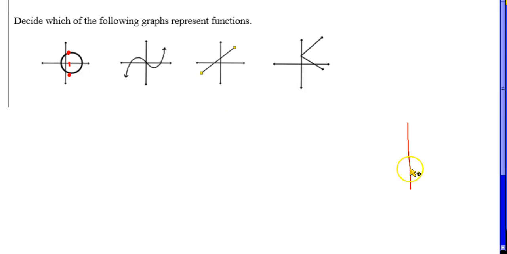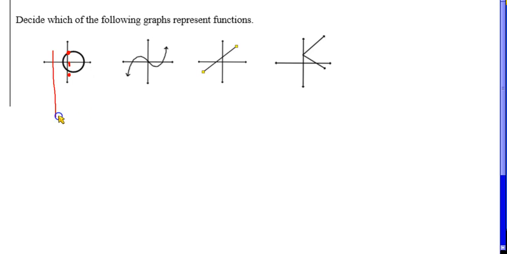So in order to pass the vertical line test, when I take a vertical line and cruise it across the graph, it better never touch it in more than one spot. And as I go across this, it's always touching it in 2 spots. So we would say, nope, not a function. So I go to this next one, which is a cubic function here. And as I cruise across, is my vertical line ever touching that curve in more than one spot? No. So guess what? It's a function. Okay? Next one.